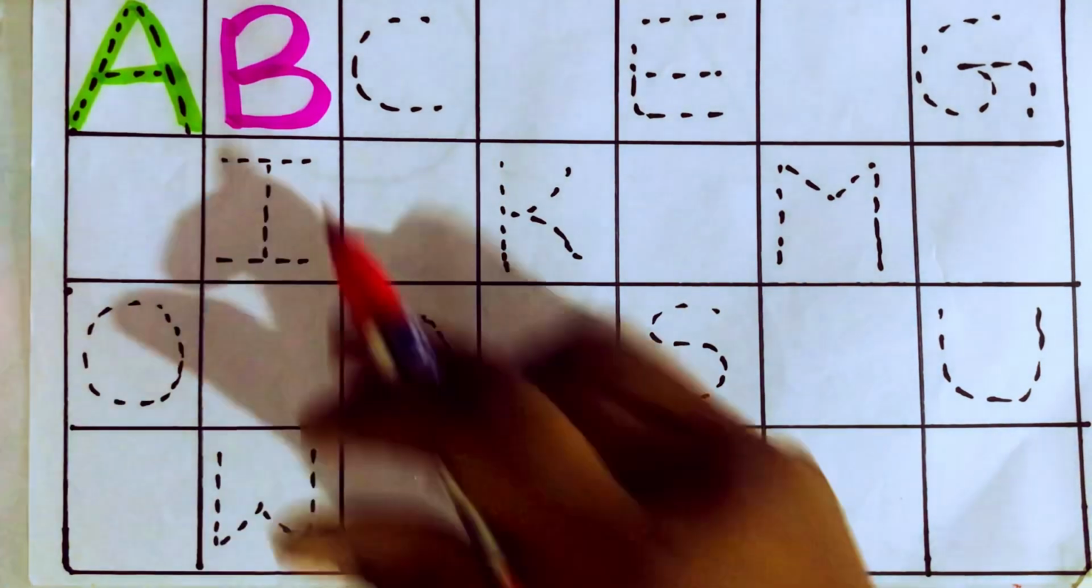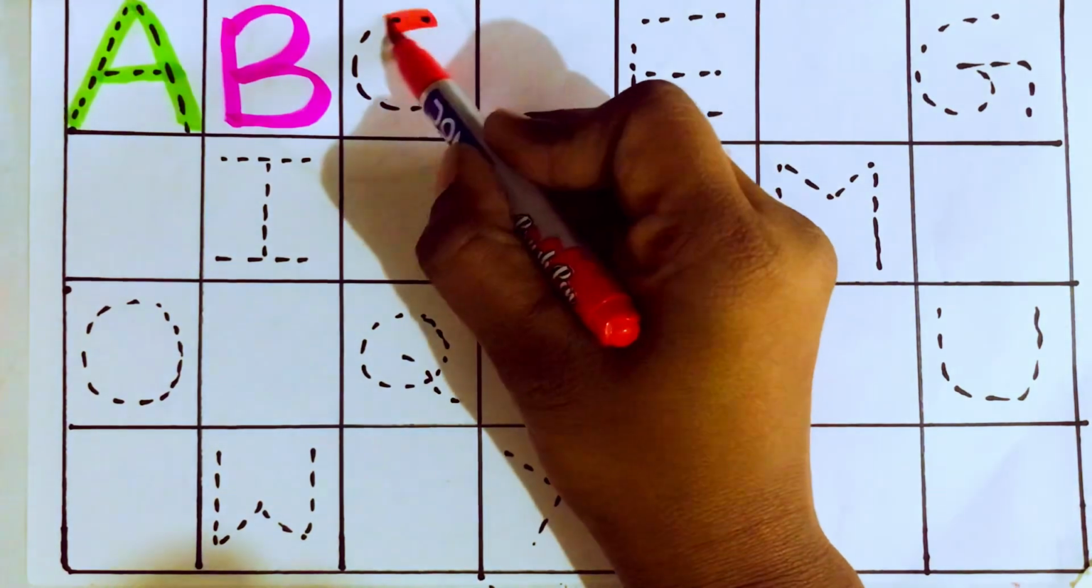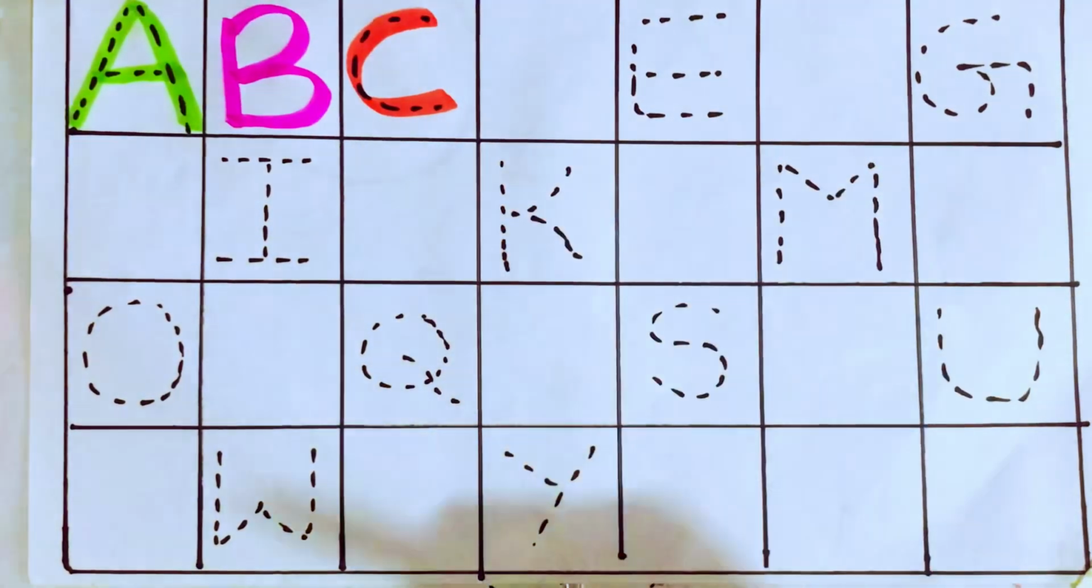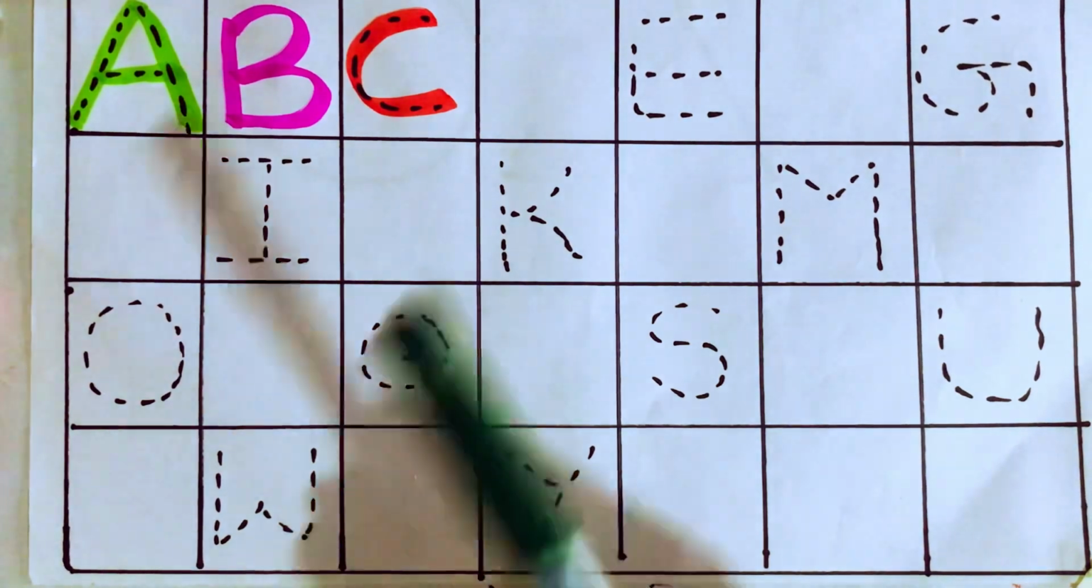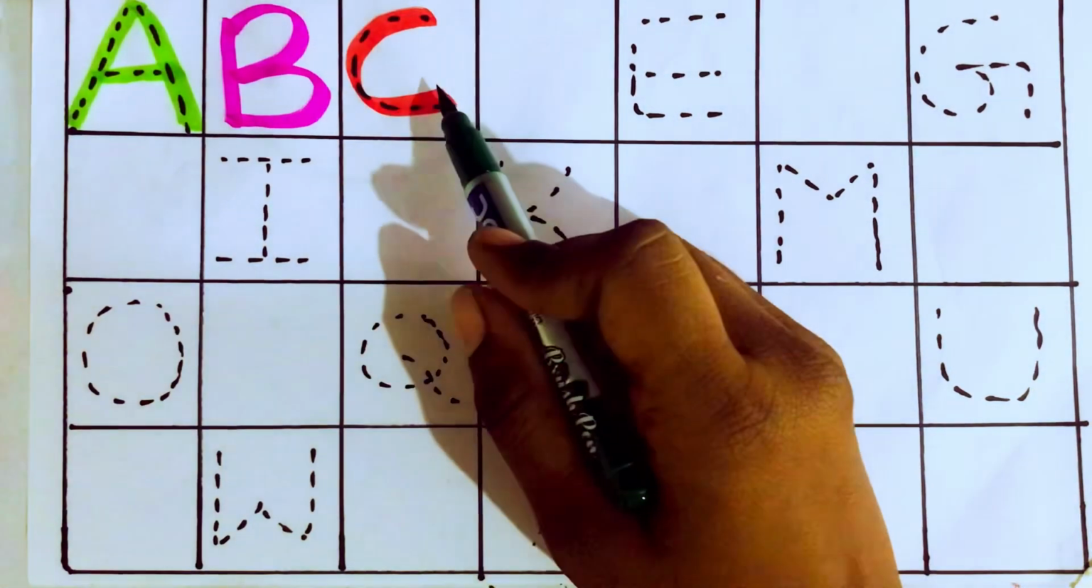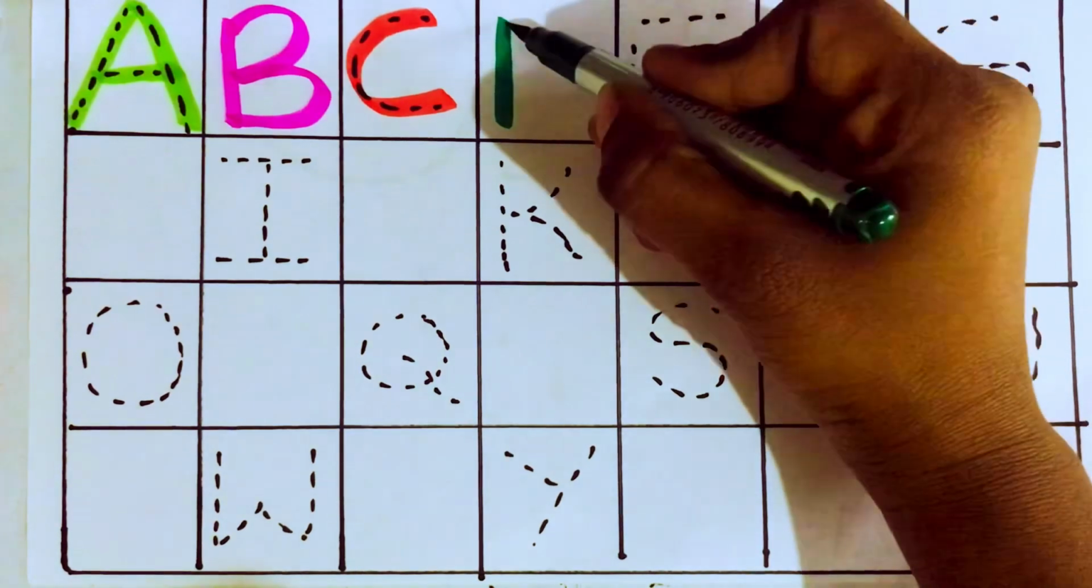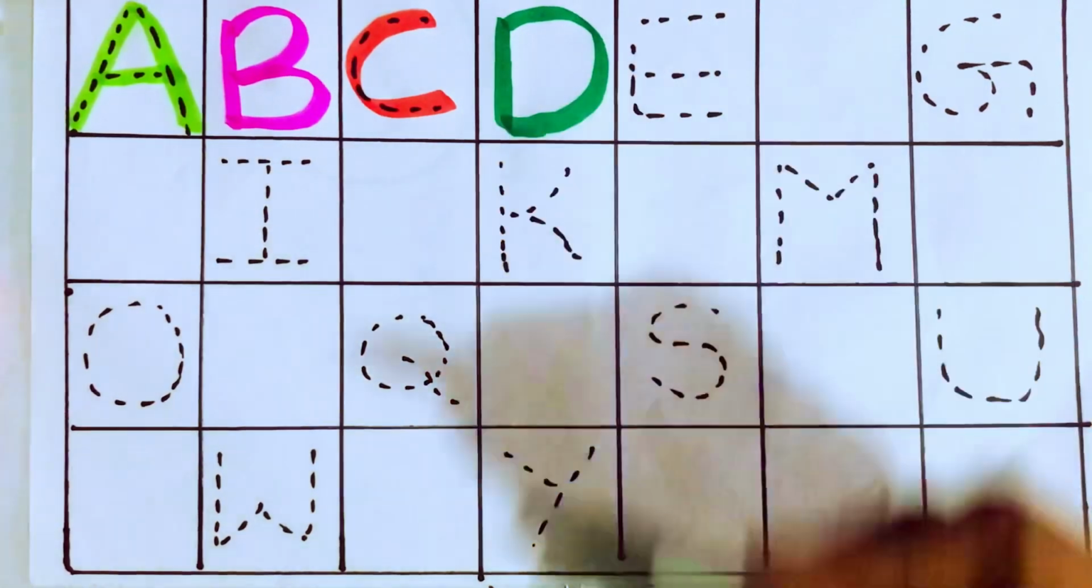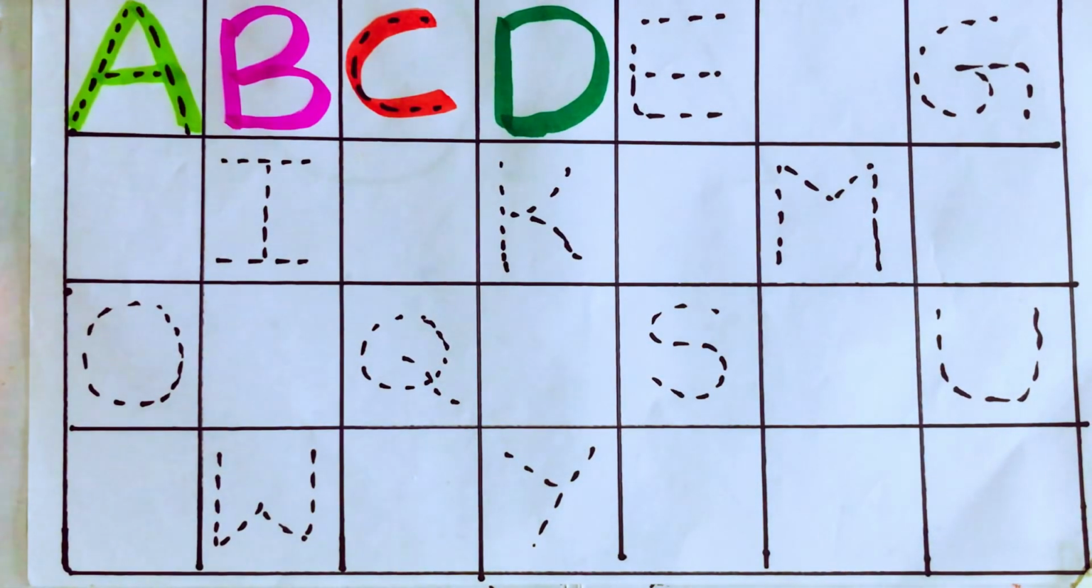Red color, B after C. Which letter kids? C. C for cat. C-A-T, cat. Green color, C after D. Which letter kids? D. D for dog. D-O-G, dog.